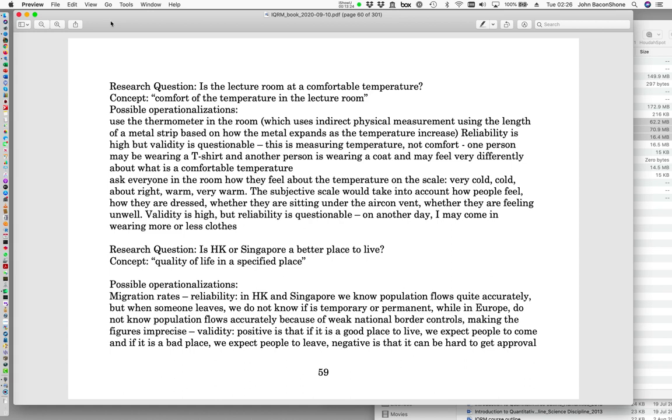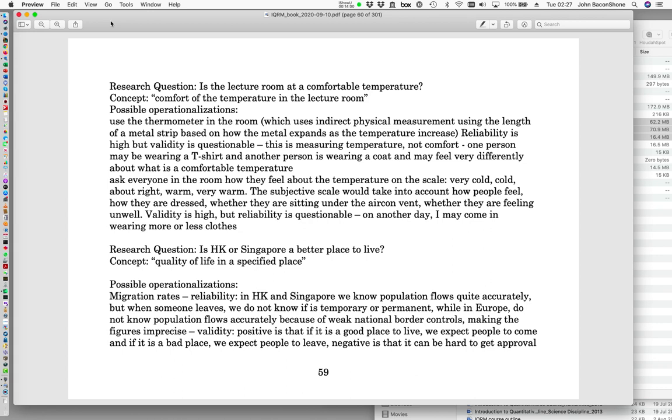Of course, another way would be to simply ask everyone in the room how they feel about the temperature. We could have a 5-point scale, say very cold, cold, about right, warm, and very warm. This is clearly a subjective scale which would take into account the comfort people actually feel, regardless of why they feel that way. Right? So clearly this time around the validity should be high, because we're directly measuring the concept. But the reliability may be much more questionable.